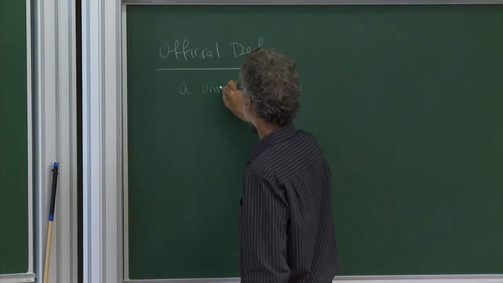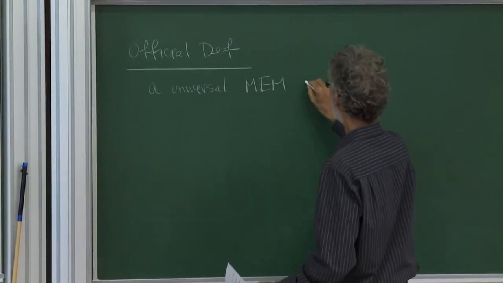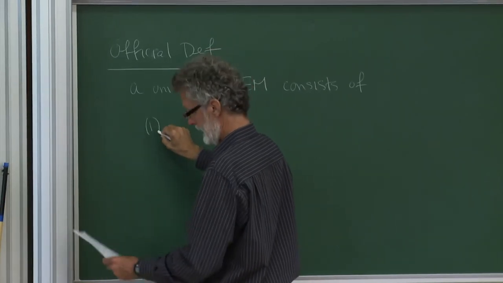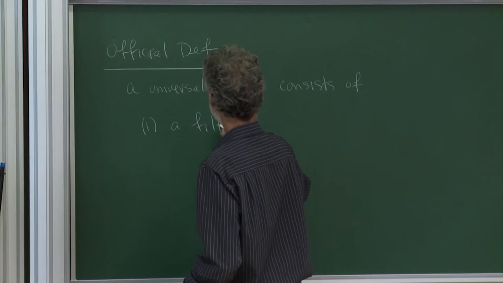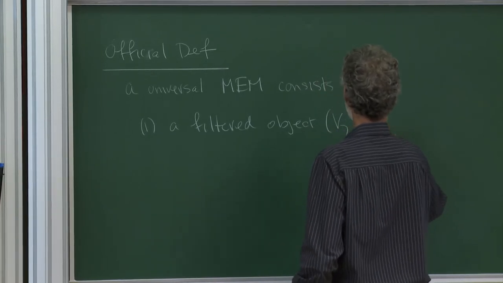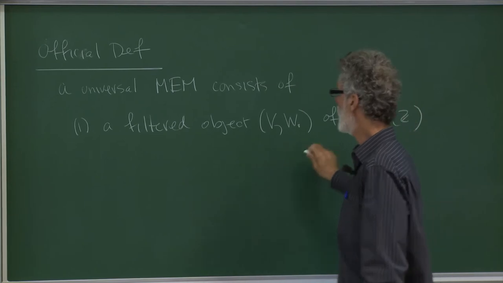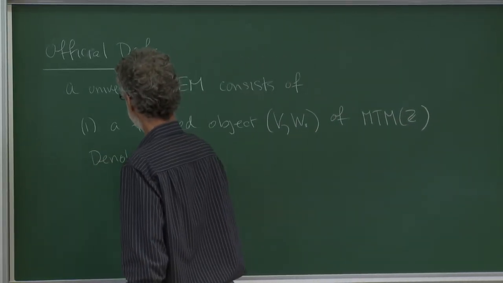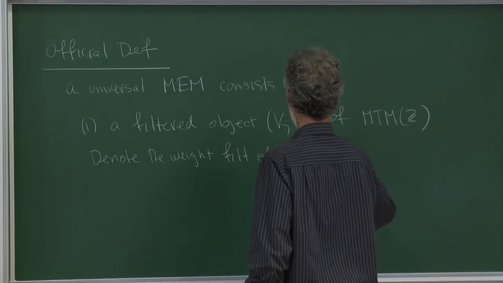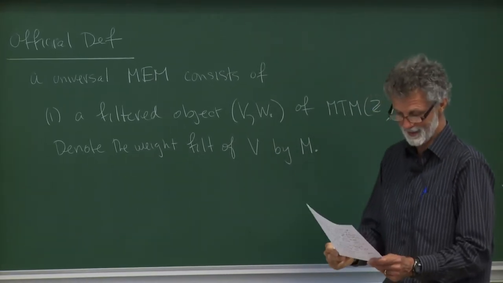A universal mixed elliptic motive consists of, so it's best to start with the mixed Tate motive, a filtered object V with filtration W dot of mixed Tate motives over Z. And denote the weight filtration of V by M dot. So I did that to drive Francis nuts, everybody nuts.